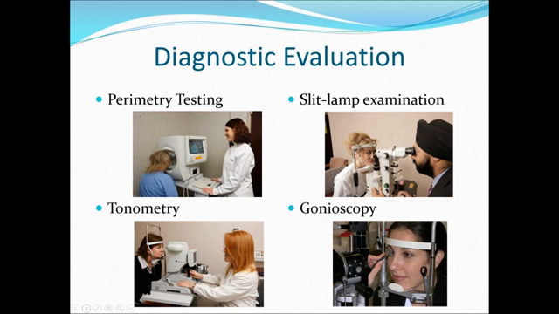We can also do perimetry testing. Again, that's going to evaluate the field of vision. We're looking for scotomas, which are blind areas in the visual field. We can look at tonometry, which measures the intraocular pressure, or IOP, in each eye. Now, normal IOP is going to be anywhere from 10 to 21 millimeters of mercury.